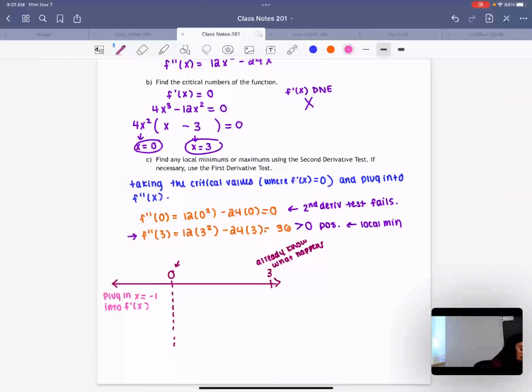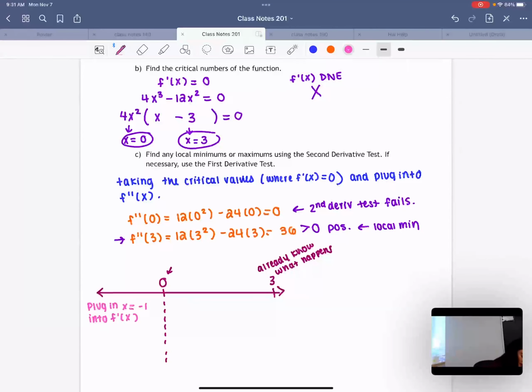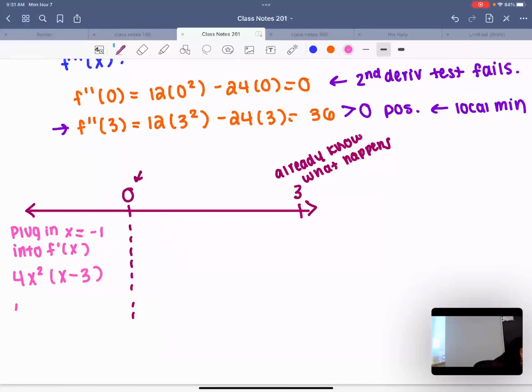Now, I told you that if you have the factored version, you can do that. Let's do that then. Up in part B, we factored the first derivative. So I know that the first derivative is 4x squared times x minus 3. Plugging in -1, we have 4 times -1 squared times -1 minus 3. I know that -1 squared is 1. -1 minus 3 is -4. At this point, I don't actually need to figure out what the number is. Is this number going to be positive or negative? Negative, right? Because I have one negative in there. Okay, so that's all I need to know for the first derivative test there.